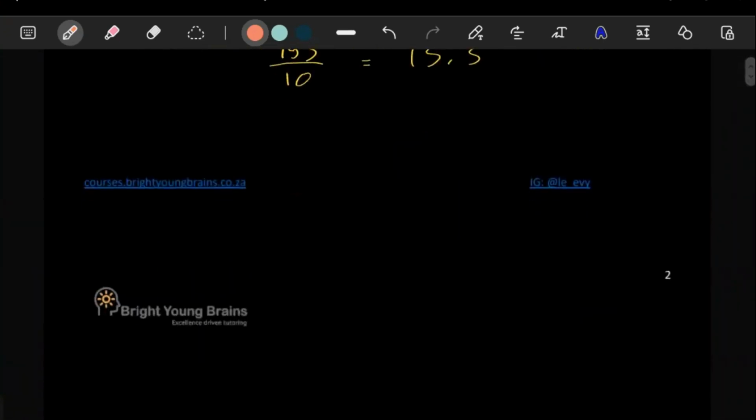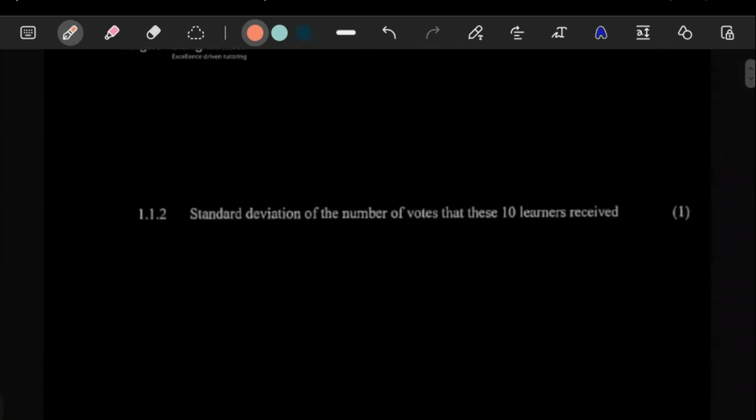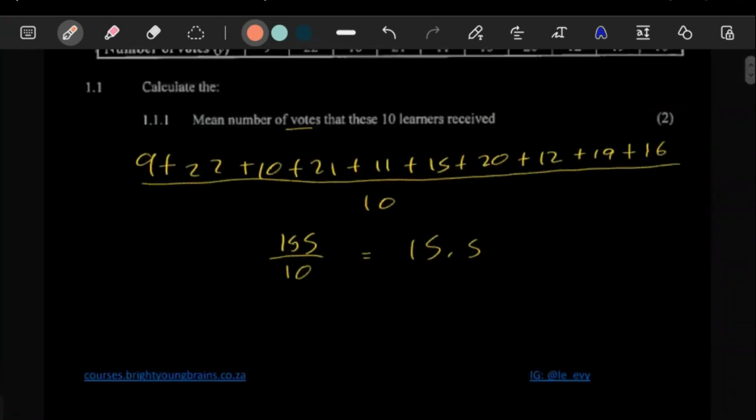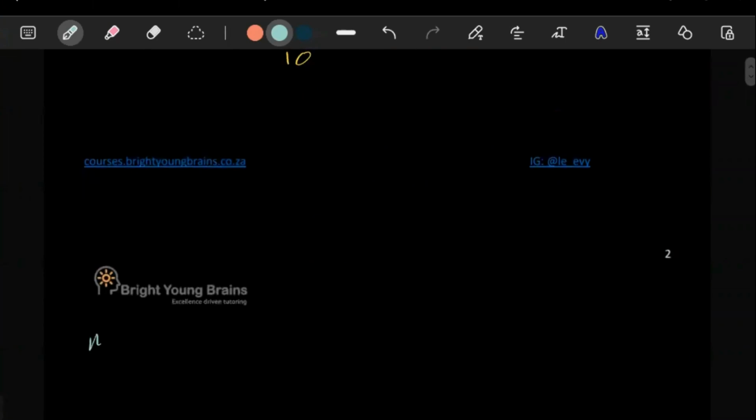The next question is asking for the standard deviation. So I think from the get-go, it may be just easier for us to just put the data into the calculator. So putting the data into the calculator, we obviously are going to need to press mode, and then we're going to press that, and then we're going to press var, which is option number 1.